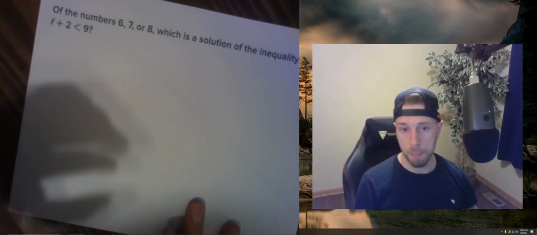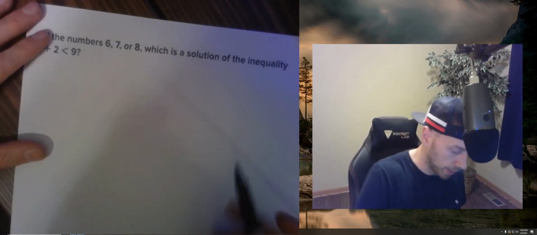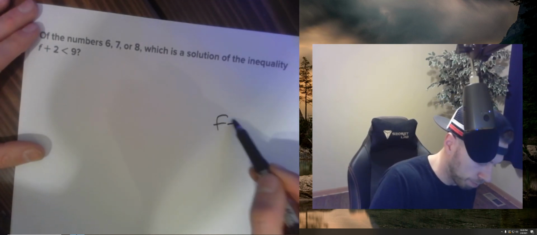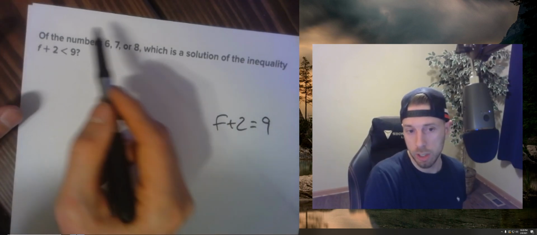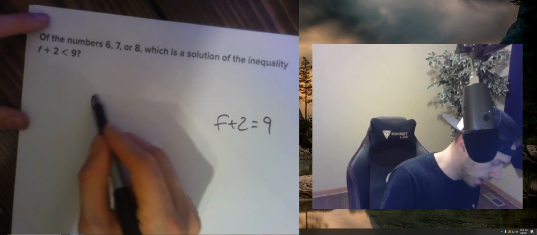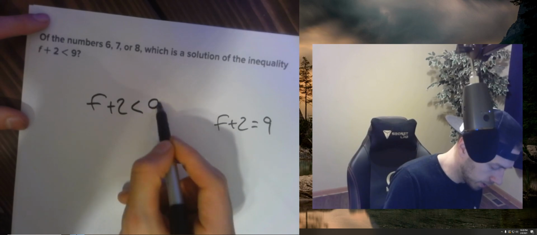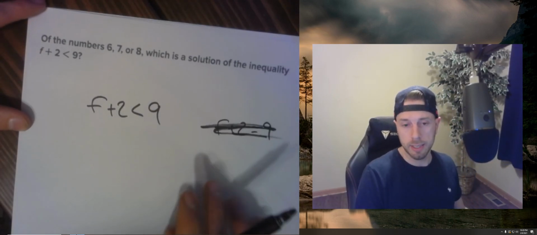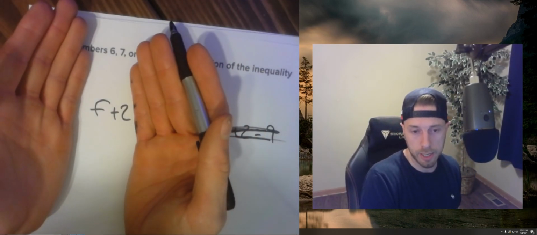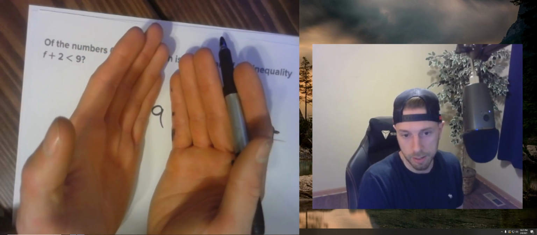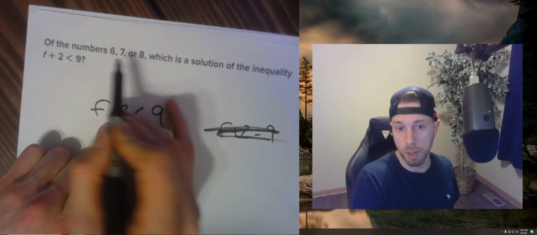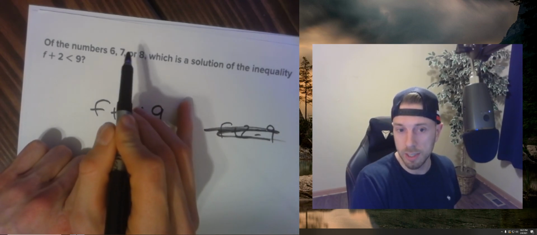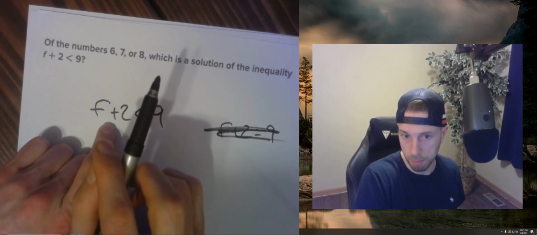We can set up just like an equation, right? Like if you had the problem f plus 2 equals 9, just like an equation here. We can actually write it like an inequality, right? f plus 2 is less than 9. And basically what this says is this stuff over here is less than 9. So the idea is I'm going to give you some numbers to plug in and you tell me which of these numbers up here makes this a true statement.